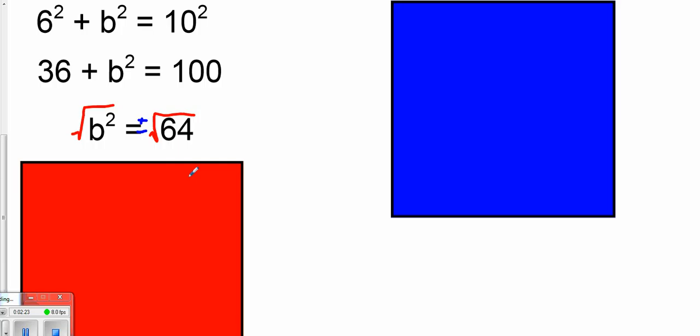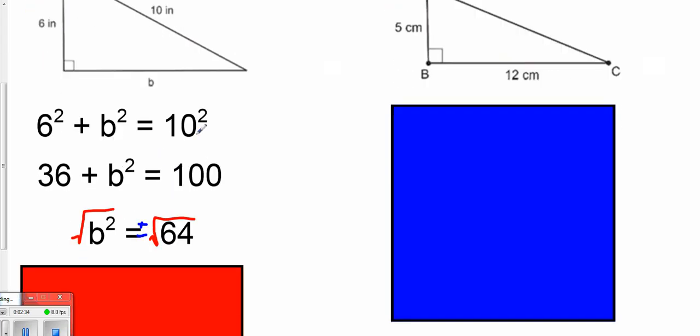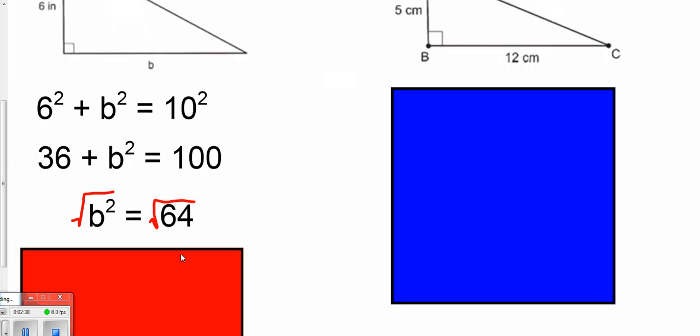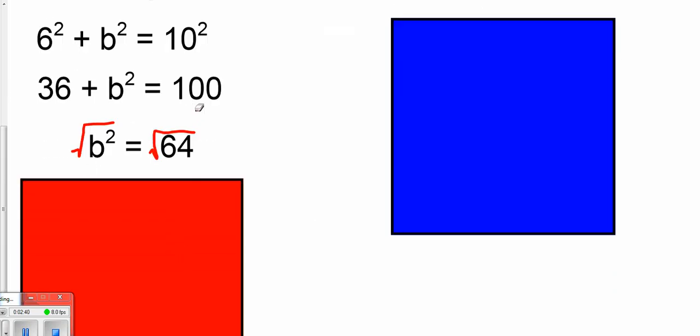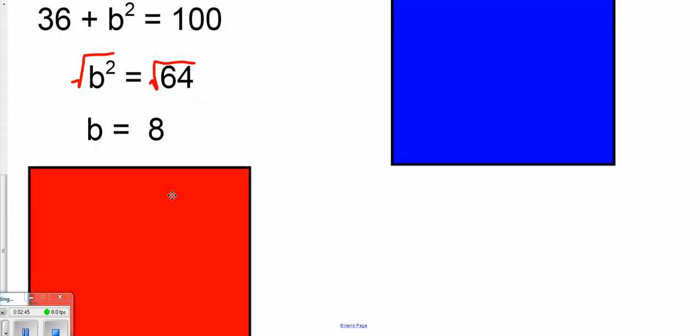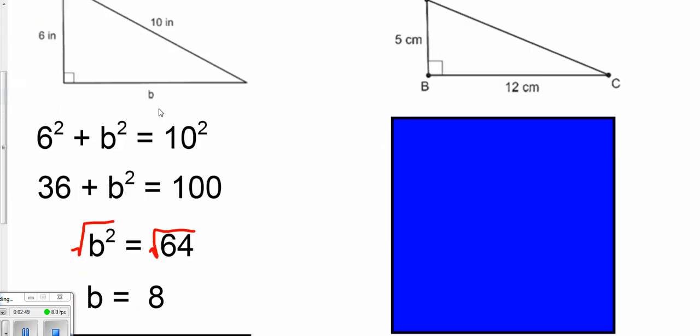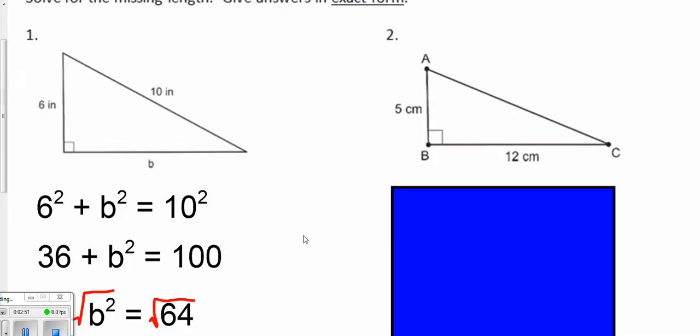Now in this case, though, if we think about it, would it make sense to say that this is a negative length, like negative inches? A negative length doesn't make sense. So we really don't have to worry about the positive or negative side of things. We're just looking at the positive amount. So when we do the square root of both sides, we get rid of it, and we find simply b equals 8. So we have 6, 8, and 10. We found our missing length.